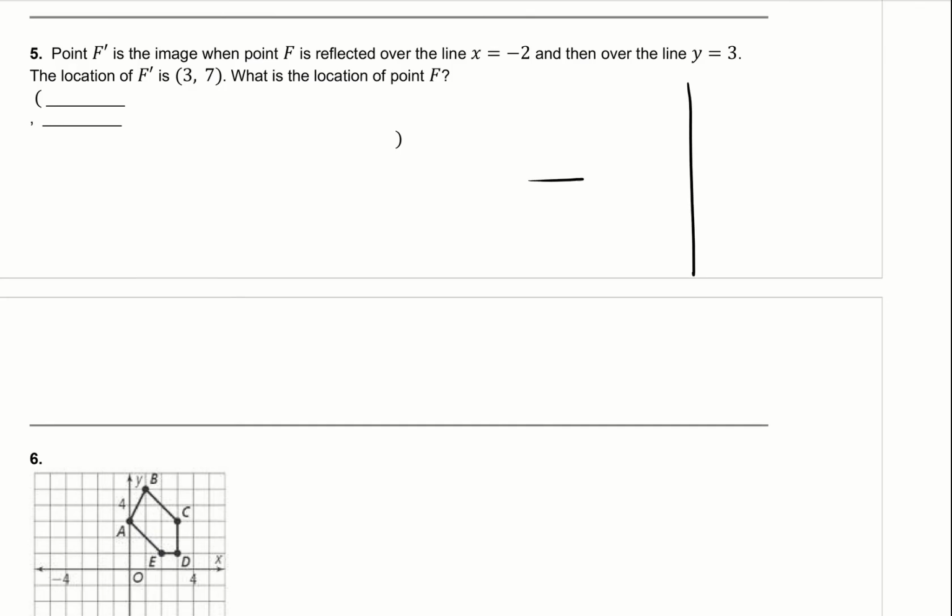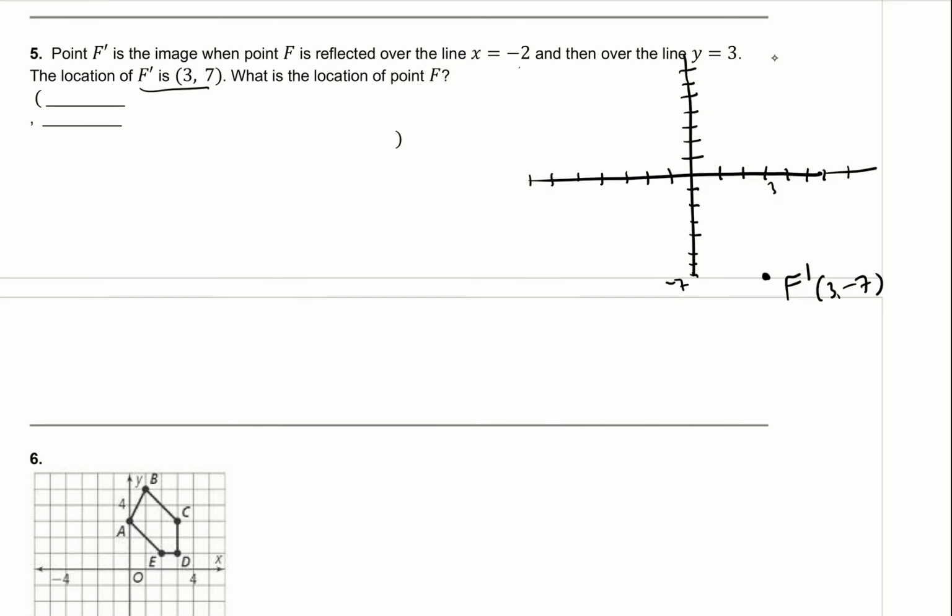So here, let's go ahead and draw the location of point F. Now it helps to draw this out. So point F, or F prime rather, is going to be 3, -7. So this is the final product after we have reflected over x equals -2 and then y equals 3.